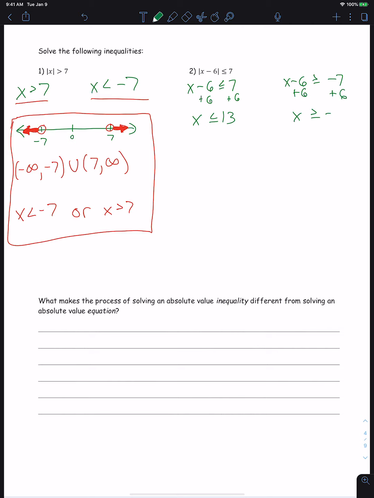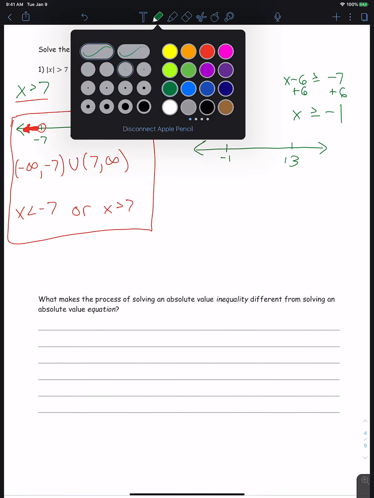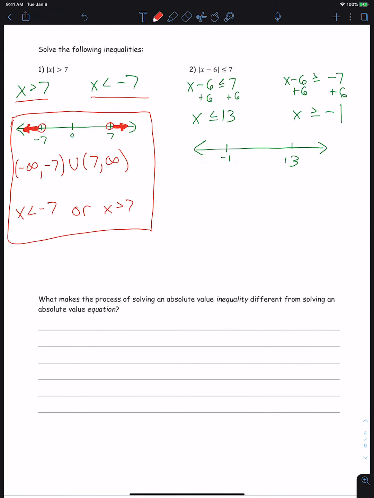So when we look at our number line, I'm going to draw my number line here. Here's negative 1. Here's 13. We include both points, so when x is less than or equal to 13, I fill in the circle. I know less than goes to the left. And x is greater than or equal, so it can equal it. We close the circle at negative 1, and that goes to the right. You see how they meet? You can fulfill both of those.